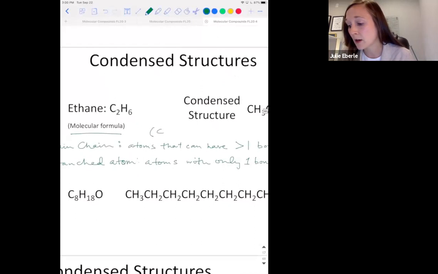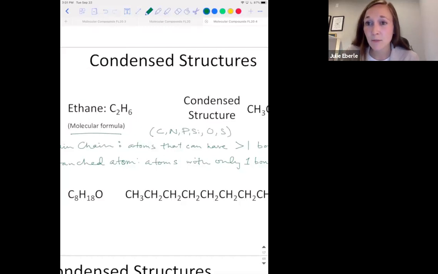That could be carbon. Carbon is a great main chain atom because it can form 4 bonds. Nitrogen can form 3 bonds. Phosphorus can form 3 bonds. Silicon is below carbon. It's same group. It can form 4 bonds. What else? Oxygen and sulfur. Okay, these are not everything, but these are the very common ones.